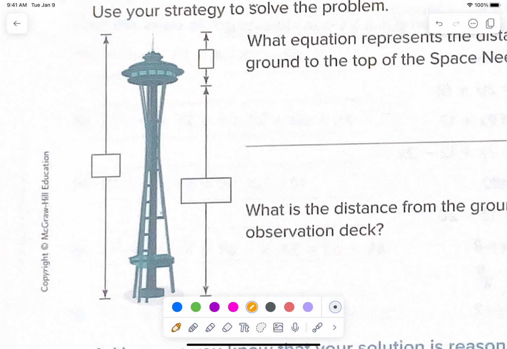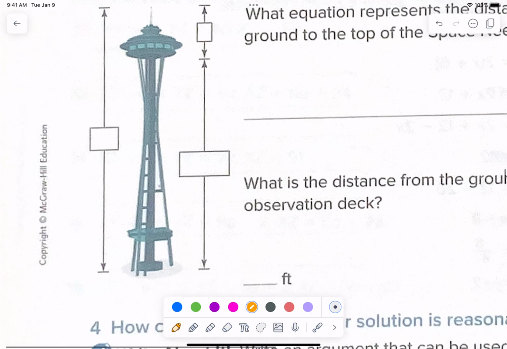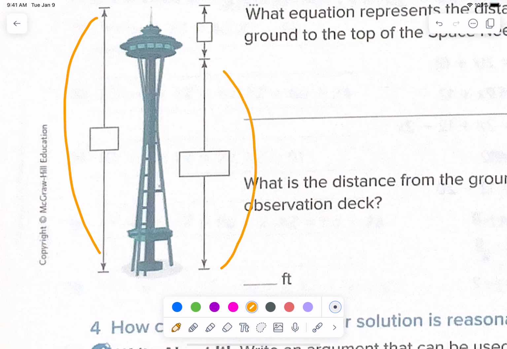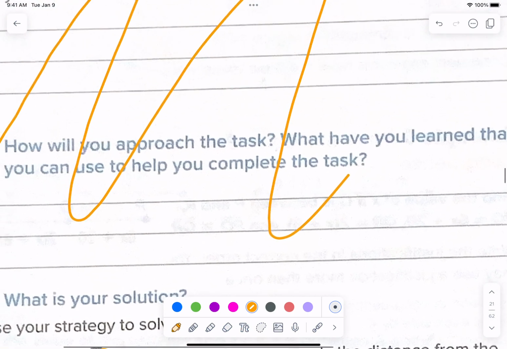Okay, so they're going to give us some dimensions. They first of all give us the entire height, which is on the left side here. Whoop. Entire height right here. And then they give us the distance from ground to the bottom of the compartment where you can look out. And then they give us the height of the compartment. Okay, so they're going to give us all that stuff in the paragraph. Let's see what we can find.